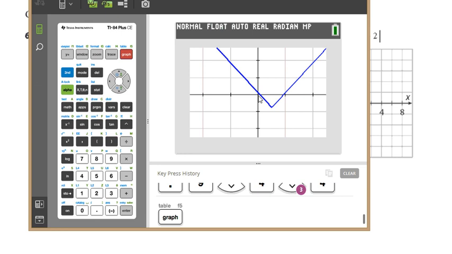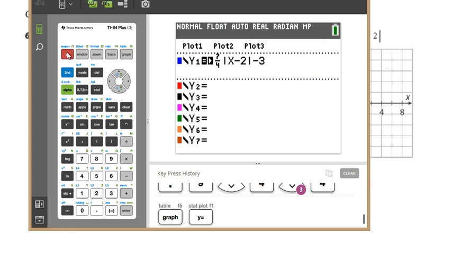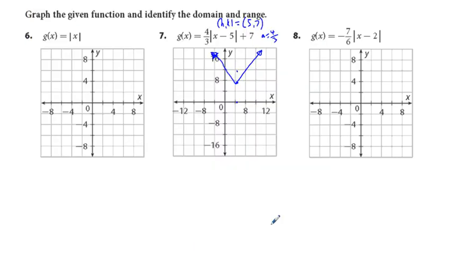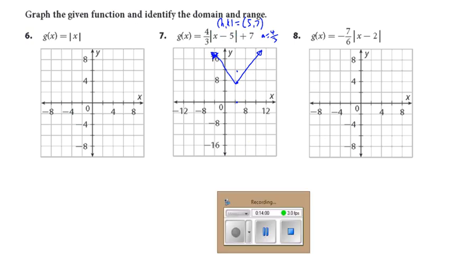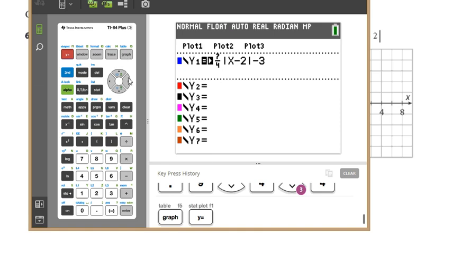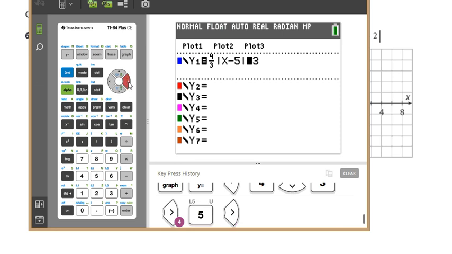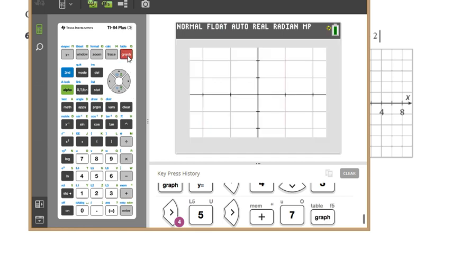So let's see. We've got to put in this 4/3, x minus 5, plus 7, right? Let's go here. 4/3, x minus 5, plus 7, and that should get it here. Graph. And we just see the very top because we don't have the extent right and left.